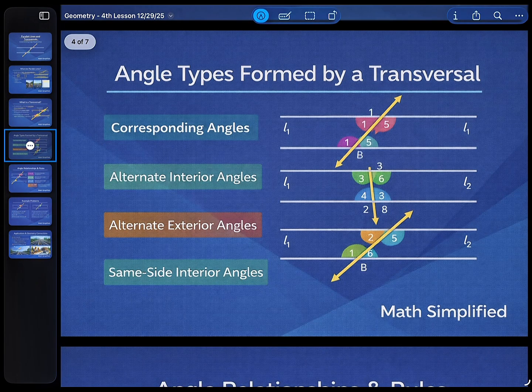Alright, so there's corresponding angles, alternate interior angles, alternate exterior angles, and same side interior angles. So alternate interior would be something like here and here. It goes inside of the parallel lines. Then we have alternate exterior, something like number 1, and then over here B, since they're outside of the two parallel lines and they're alternate to each other because there's one here on the left and another one on the right. Then corresponding angles and same side interior angles.